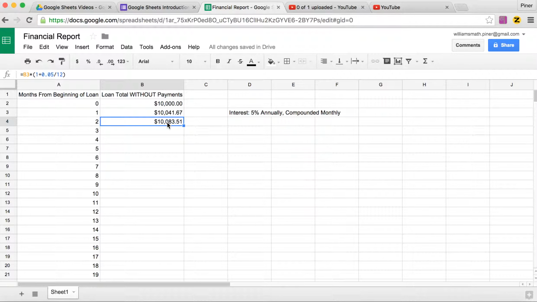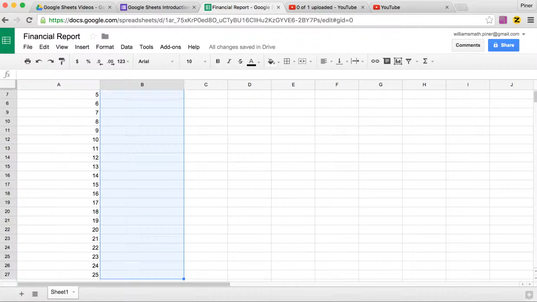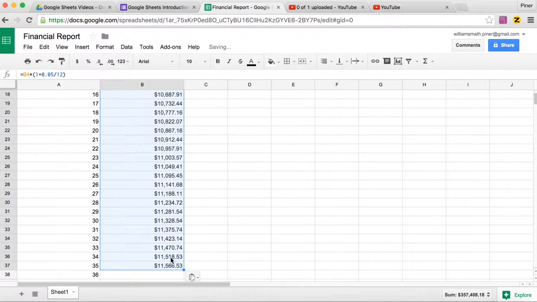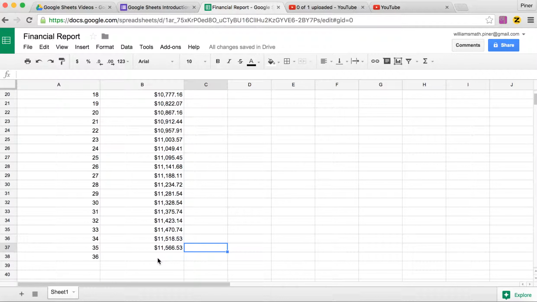I'm going to go ahead and repeat all the way up to the end in 35 months. And you can see that after 35 months, I would now owe $11,566.53. You do the same and go all the way to 36 months. And I'm going to ask you in your form, how much does it cost after 36 months?